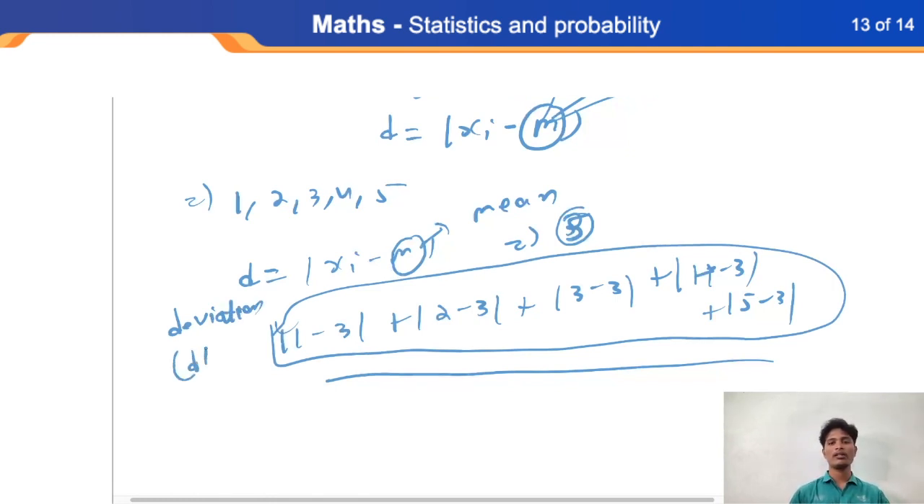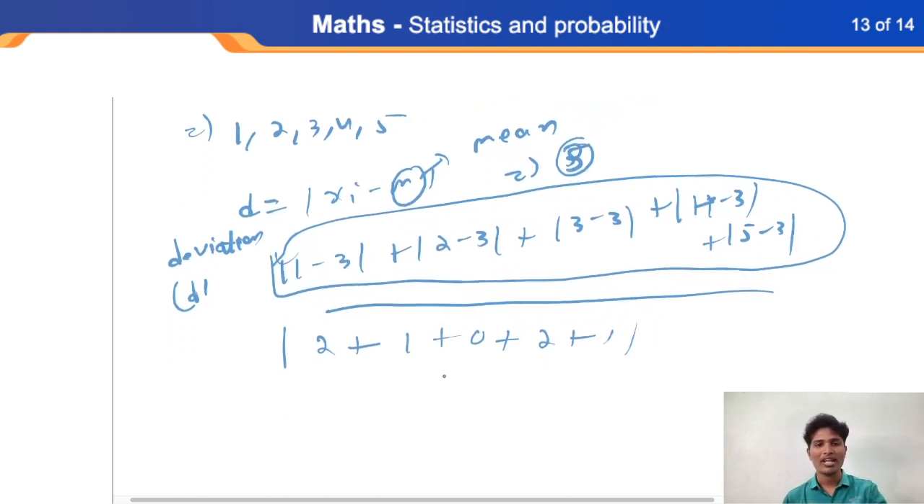Here, how much is the value? 1 minus 3 is 2, plus 1, plus 0, plus 1, plus 2. So if I calculate, how much did I get? I got 6 as the answer. So 6 is the deviation.